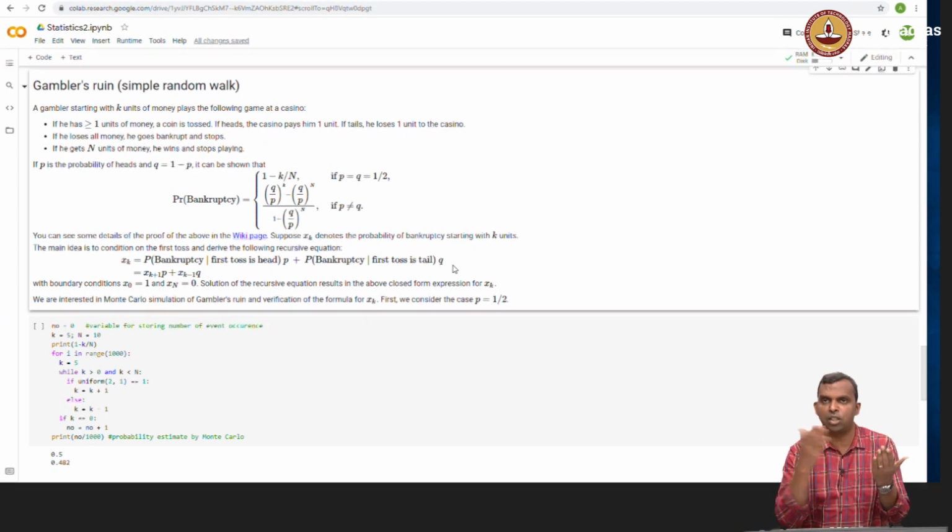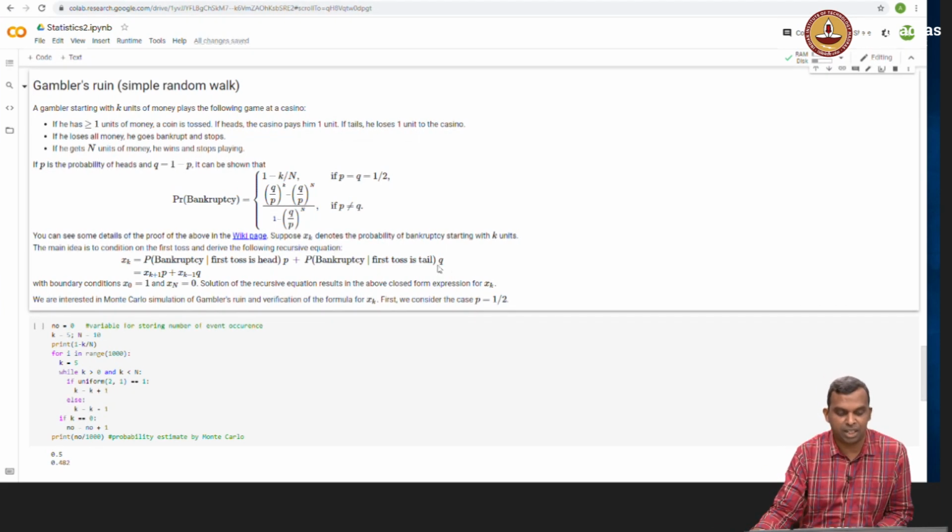So the first toss could be either heads or tails, right? You either have heads and go bankrupt or tails and go bankrupt. So then you do the conditioning, it's just the and-or combination, so you do the conditioning and you write it out.